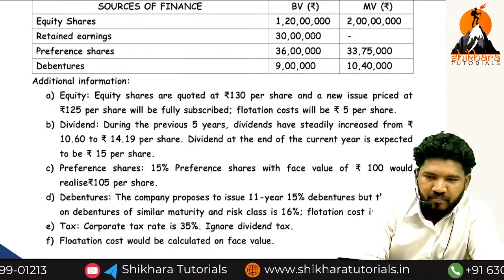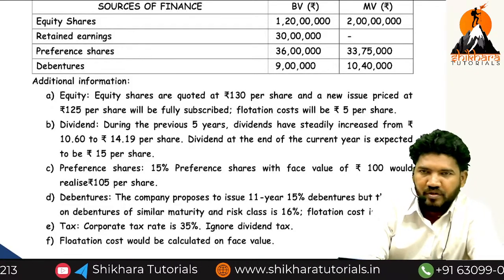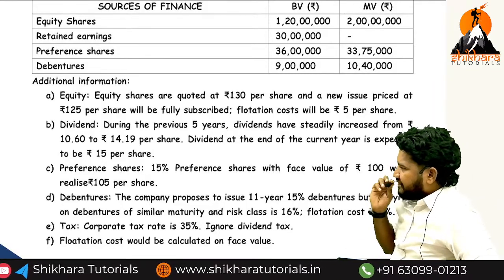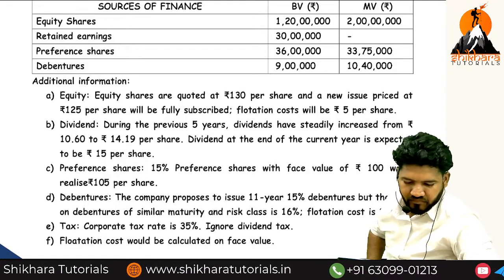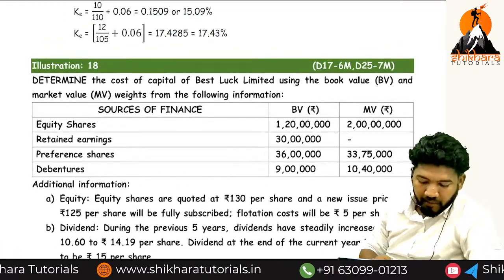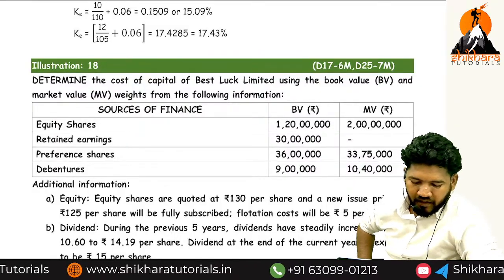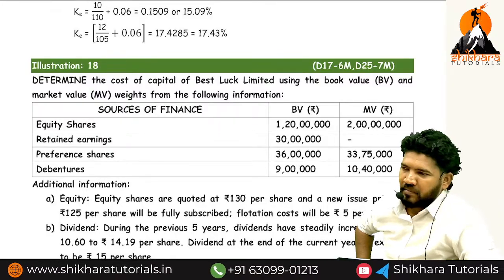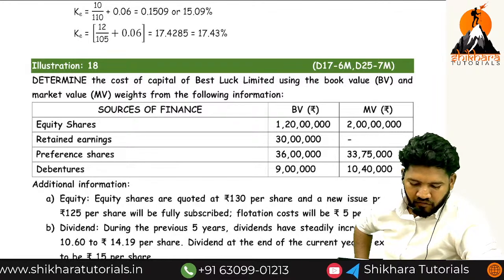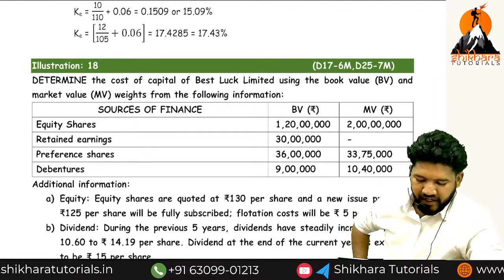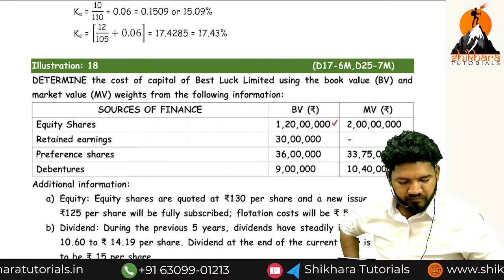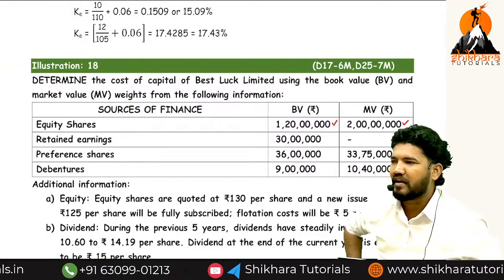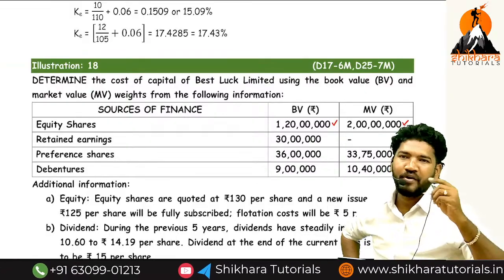Generally, this problem is taken from CA books. What is the requirement? Determine the cost of capital of Best Luck Limited using the book value and market value weights from the following information. Equity shares, book value is given, market value is given. Point to understand, you need not calculate market value. Guys, clear?